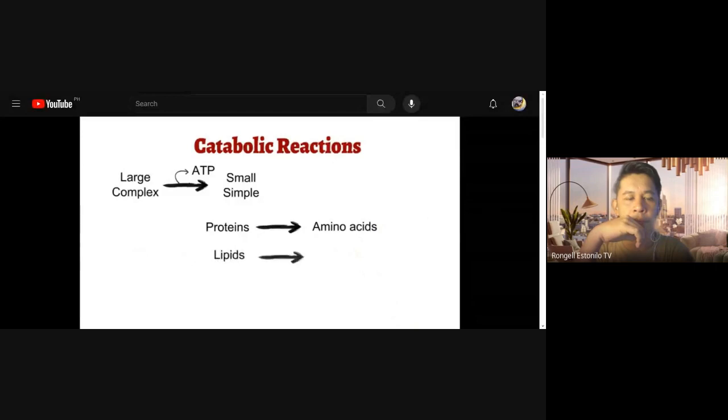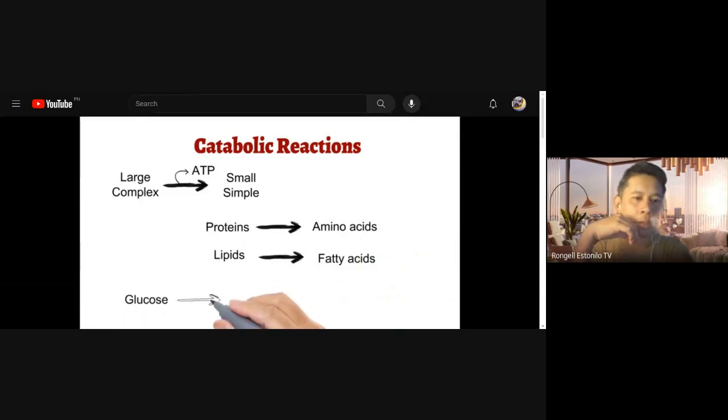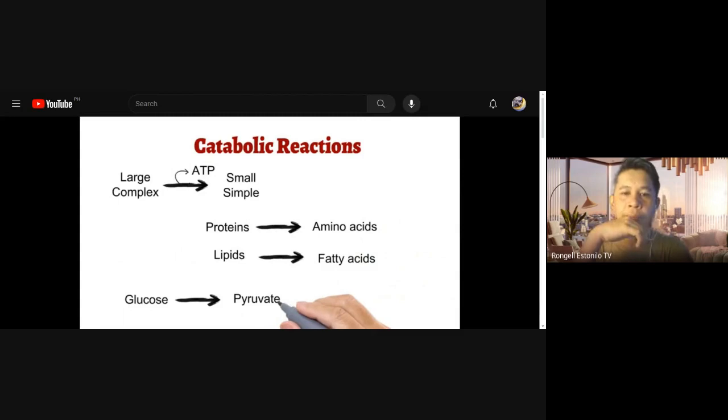A classic example of catabolism is the degradation of glucose molecule into pyruvate. Glucose is a hexose sugar, that is, it is made up of 6 carbons, and pyruvate is made up of 3 carbons, that is, a triose. This degradation occurs in 10 stepwise reactions, which is known as glycolysis. During this conversion, 2 ATP molecules are produced.